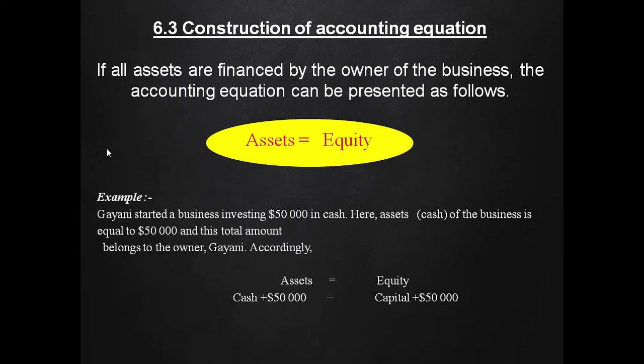For example, Gayani started a business investing $50,000 in cash. Here, the asset cash of the business is equal to $50,000, and this total amount belongs to the owner, right? So this is the way we construct the accounting equation. Assets equal equity. When she starts the business, she invests $50,000 in cash. So cash will be assets, $50,000, and equity capital also $50,000.